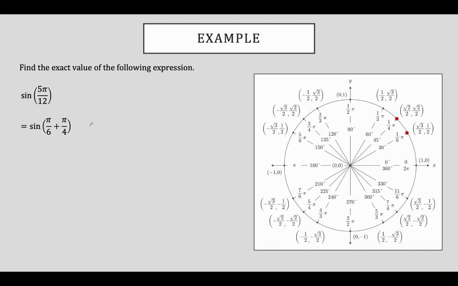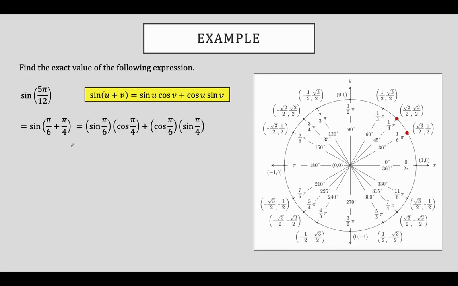Now we can use our sum formula for sine. The sine of u plus v is equal to sine u cosine v plus cosine u sine v. Using the formula, this turns into the sine of pi over 6 times the cosine of pi over 6 plus the cosine of pi over 6 times the sine of pi over 4. The good news is we know how to evaluate each of these quantities.